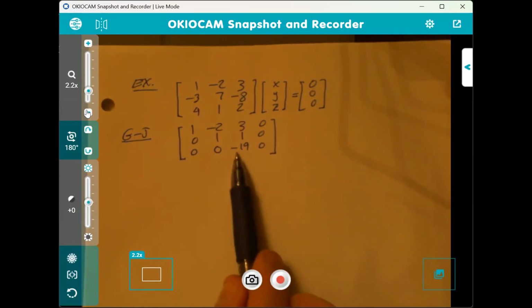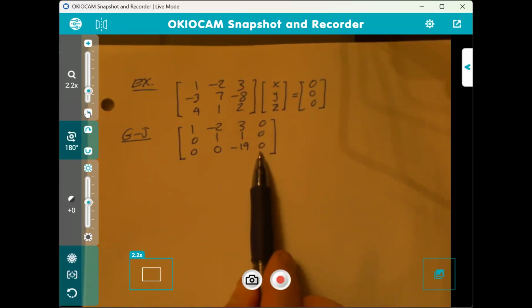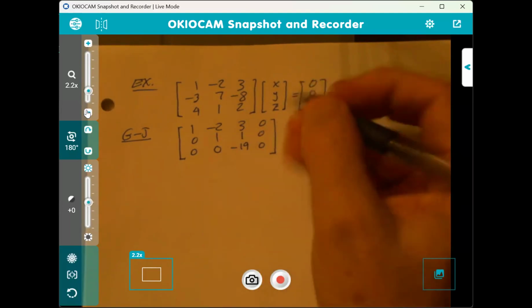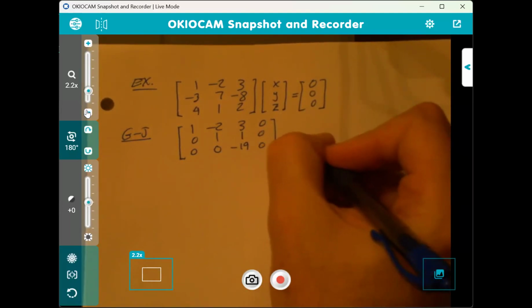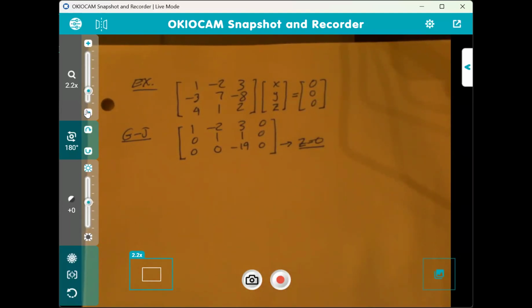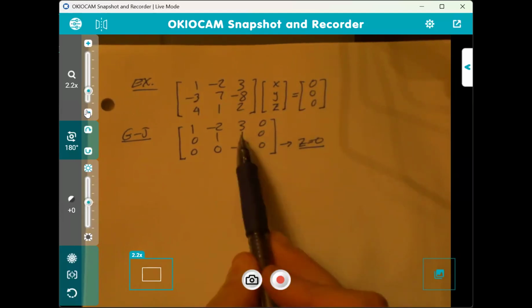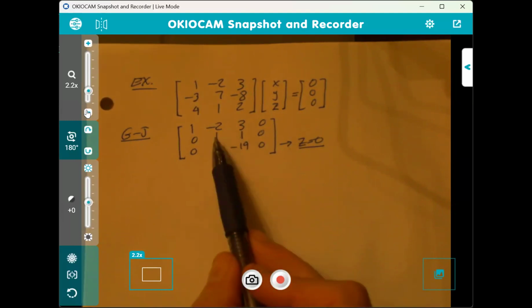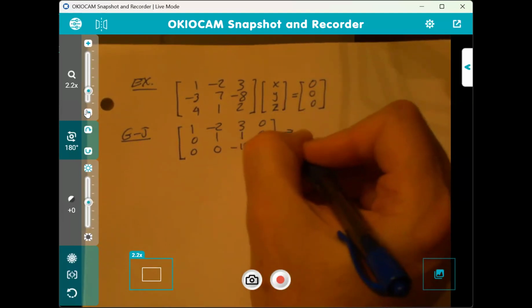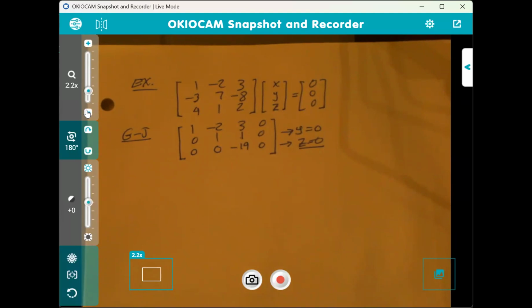0x, 0y, negative 19z is 0. True. So that means z is 0. Plug z back into here. Z is 0. If that's 0, then y is 0. When you back substitute, y is 0.